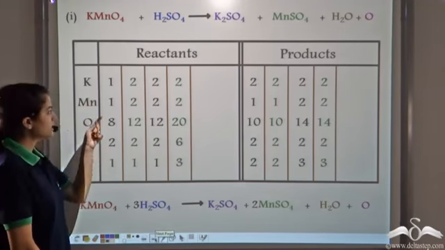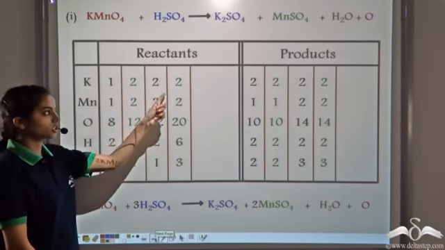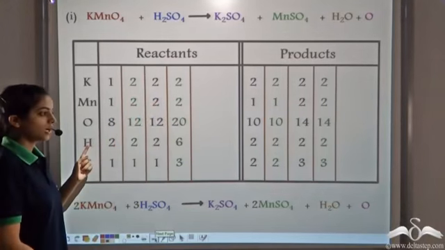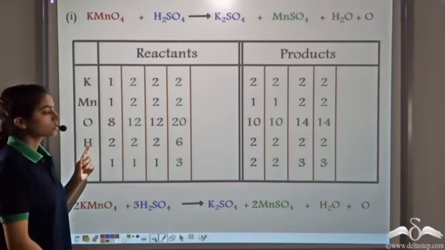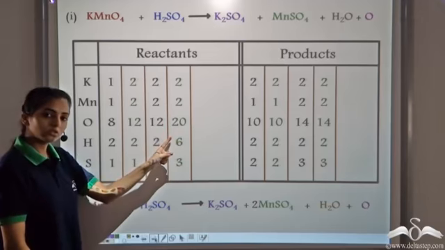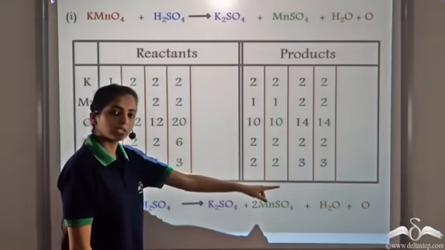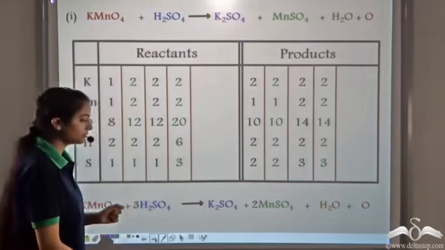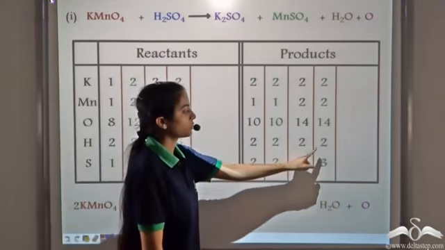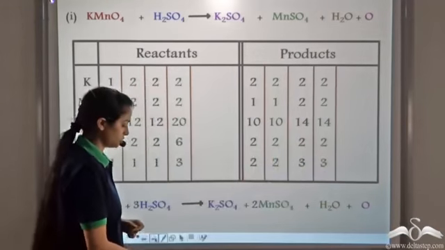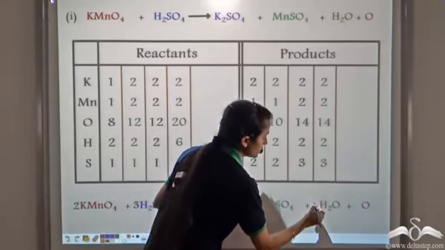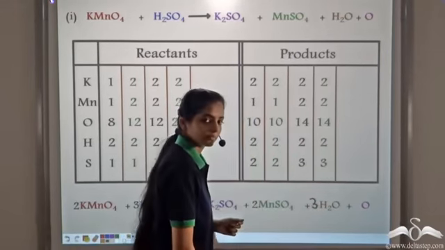So now, what do we see? We see that potassium atoms are balanced, manganese atoms are balanced, hydrogen is not balanced. So should we balance hydrogen first or oxygen? We know we should balance hydrogen first. This is because oxygen is sitting alone, so we'll balance oxygen in the end. So on the reactant side, we have 6 atoms of hydrogen. On the product side, we have 2 atoms of hydrogen. So to make this 6, we have to take 3 molecules of water.